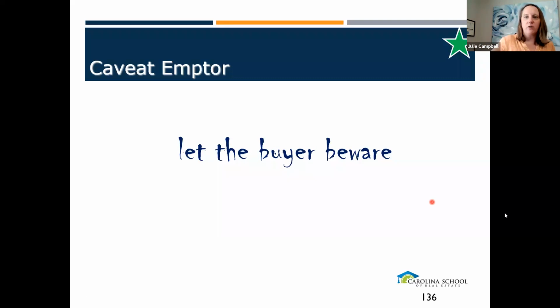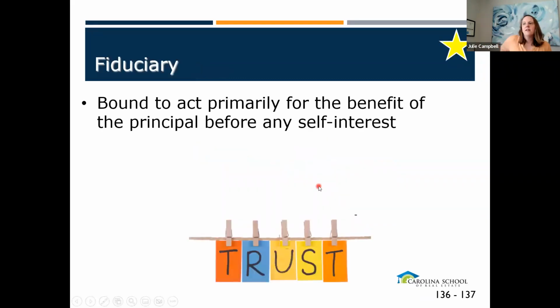One of our first big words in Unit 7 is fiduciary. Fiduciary is a relationship of trust. When the public hires us to be their agent, they should trust that we have their best interest in mind. They should trust that we're here to protect and benefit them. And that's what it means to be a fiduciary.